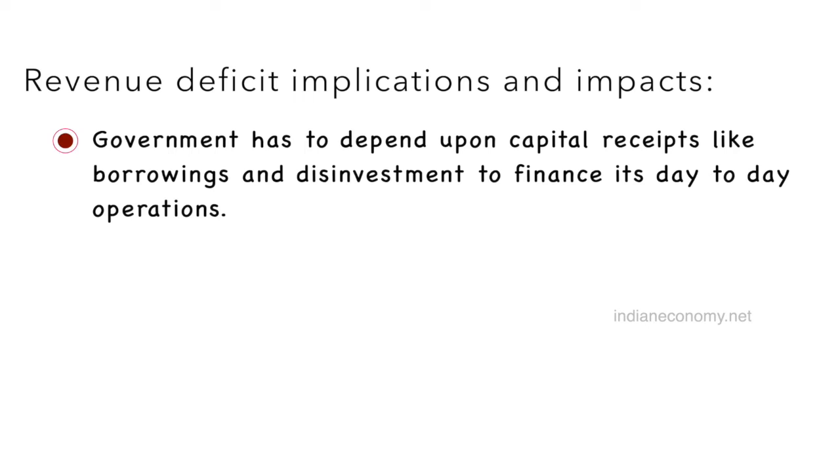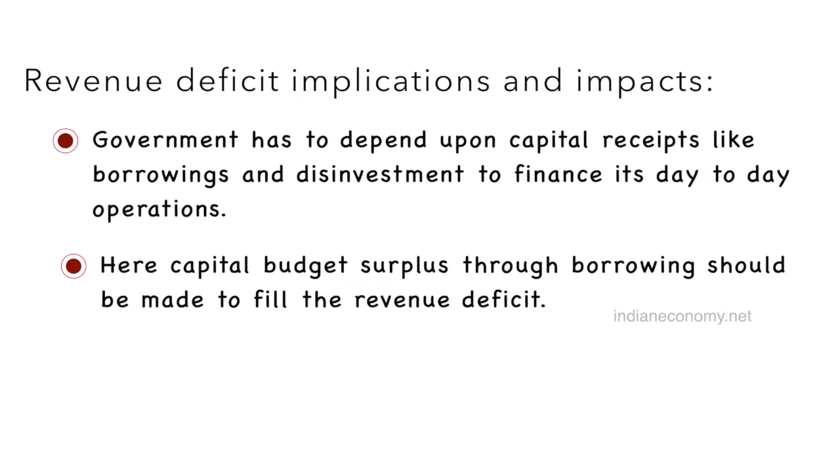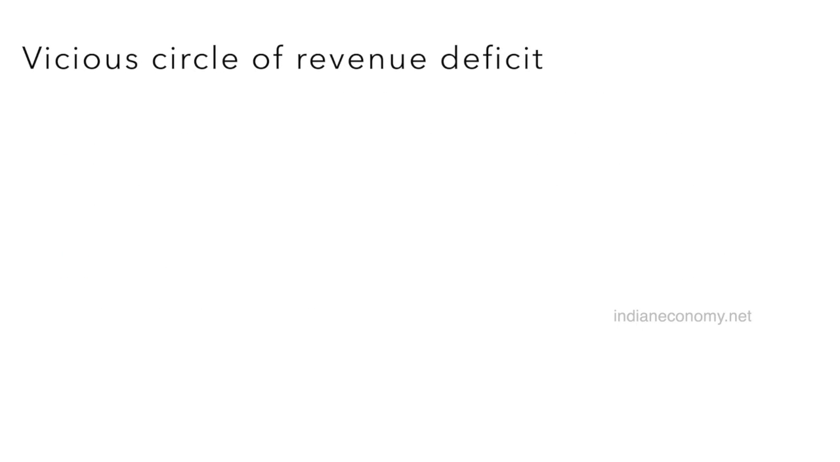We know that if there is a deficit in one part of the budget, that is the revenue budget, you have to create an equal surplus in the capital budget. So a deficit in the revenue budget will be financed through a surplus in the capital budget. In other words, a capital budget surplus through items like borrowing should be made to fill the revenue deficit. That is the important implication of the revenue deficit. The revenue deficit shown in item number 14 is around 2.2% of the GDP for 2019, and it tells the story of fiscal ill health in the government's budget.